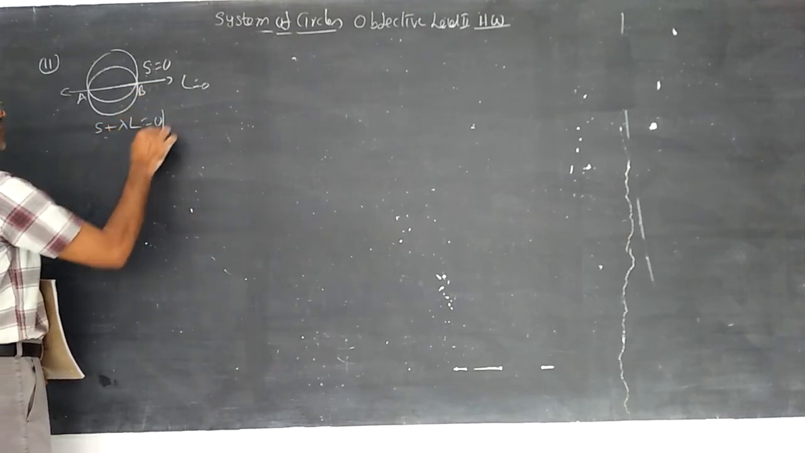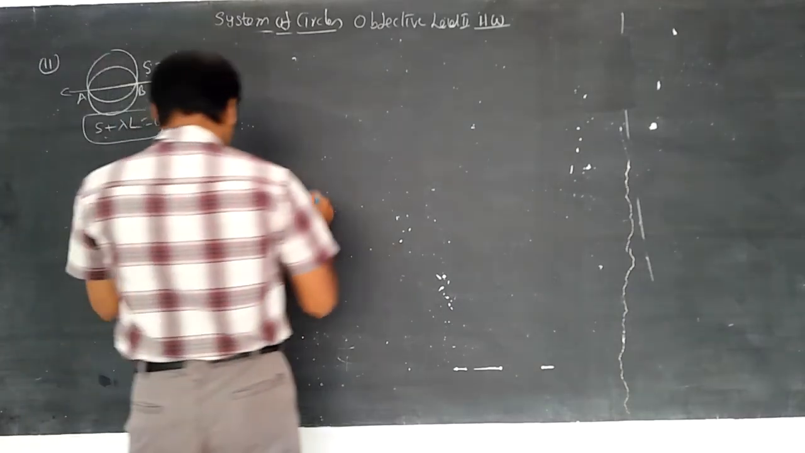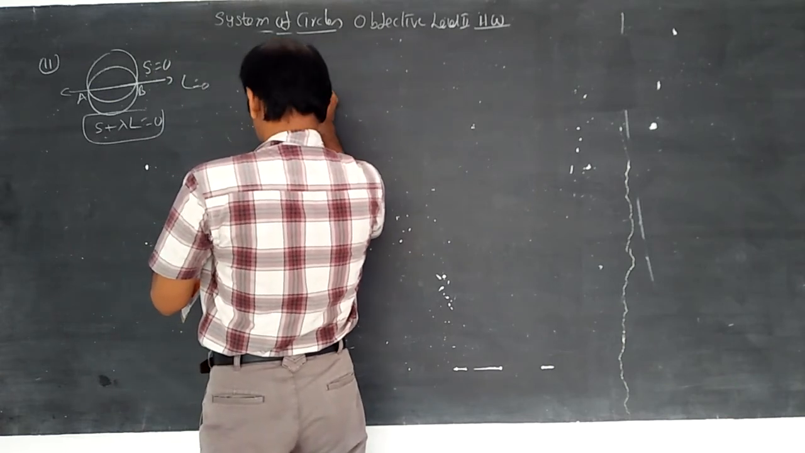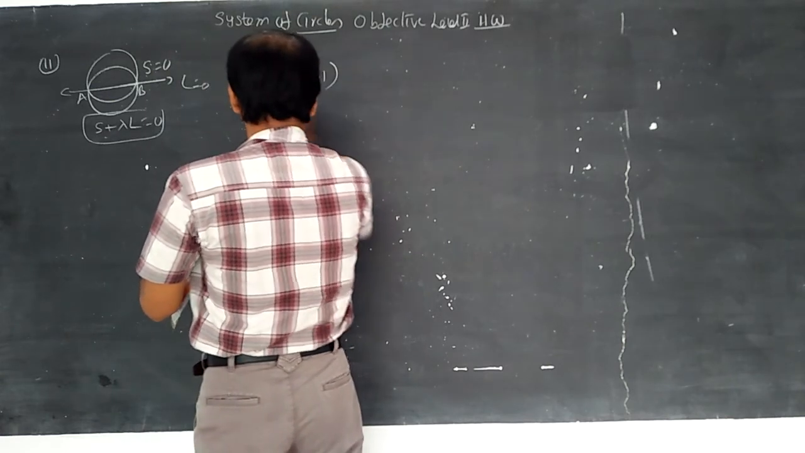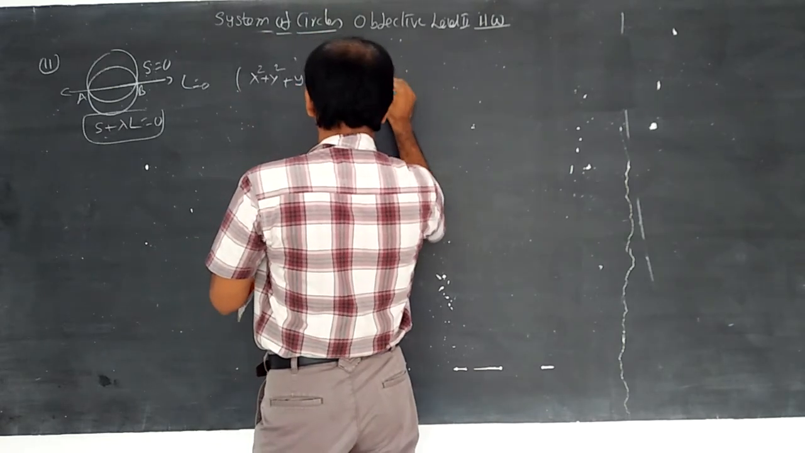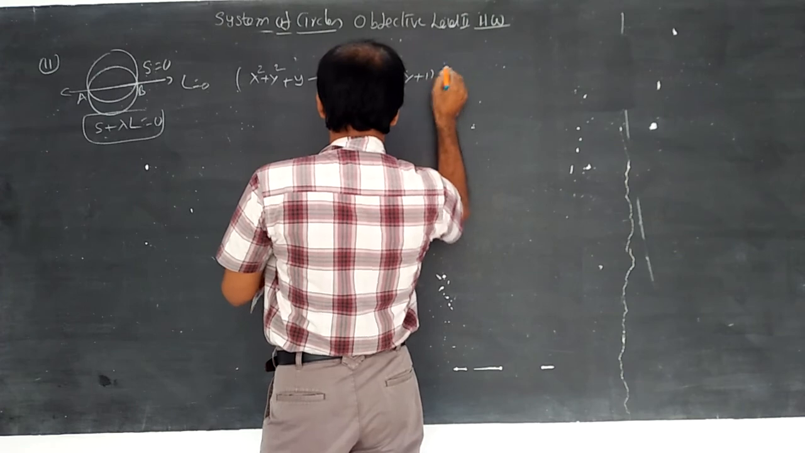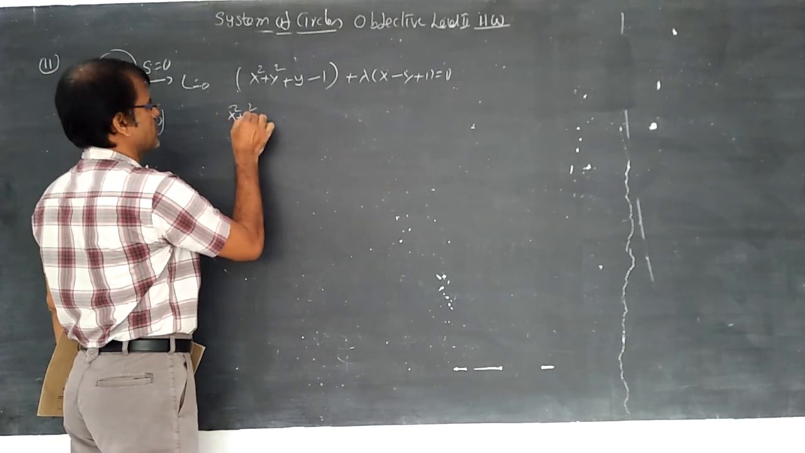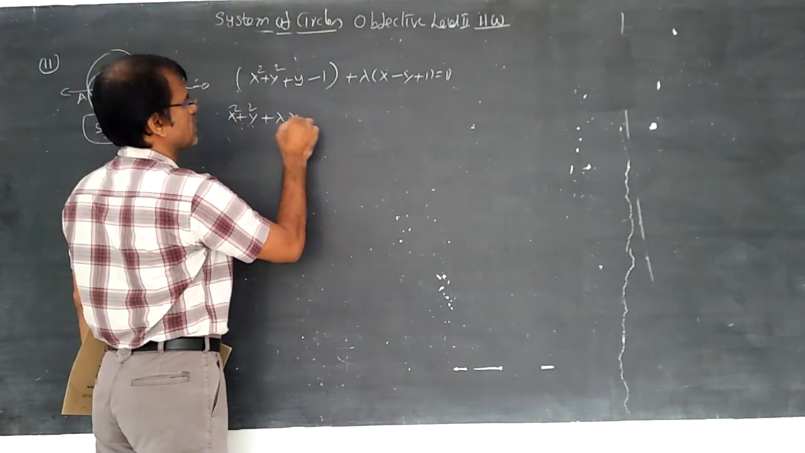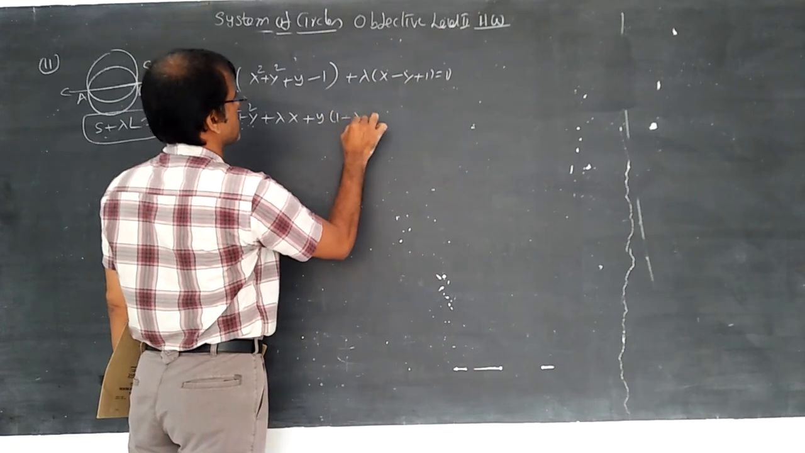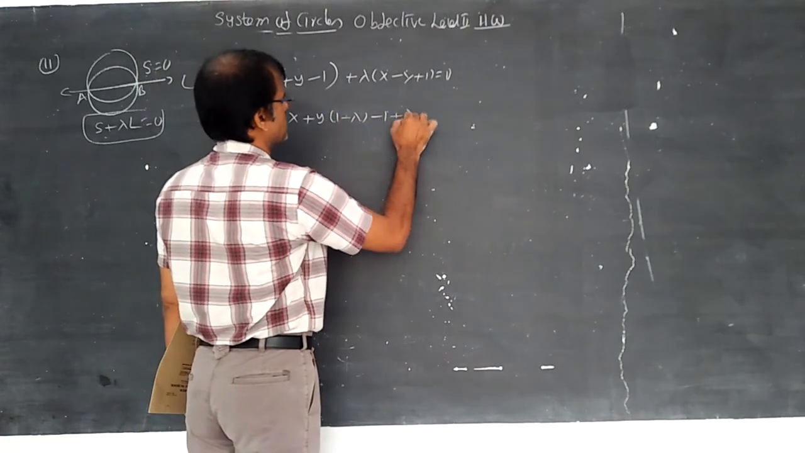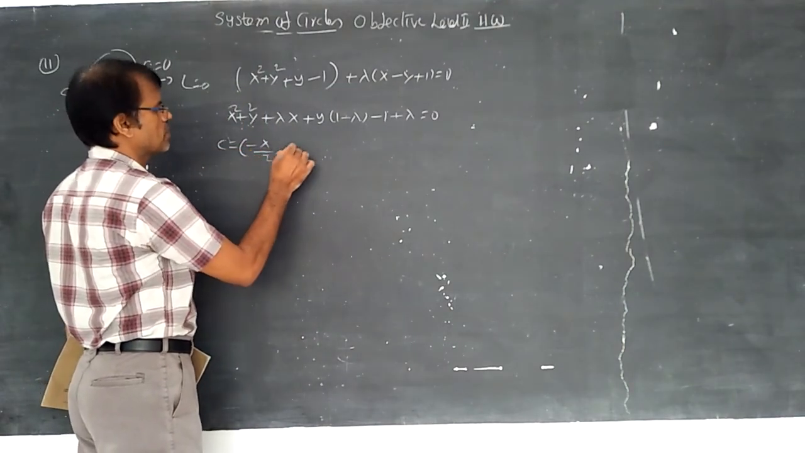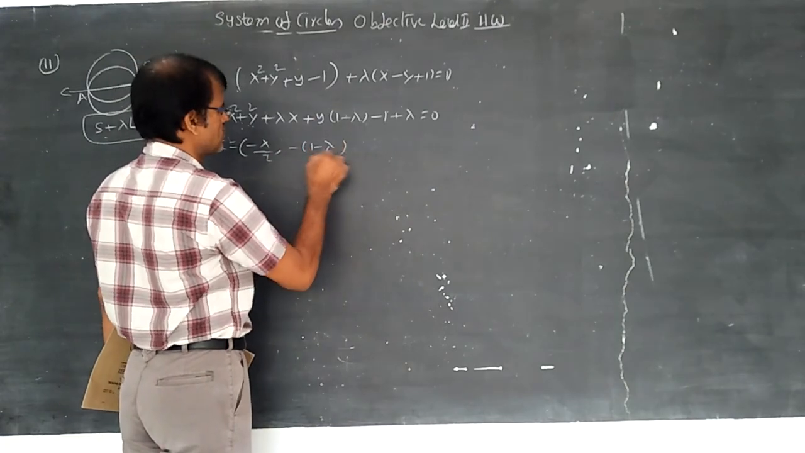We need the formula S plus lambda L equal to 0 which has its center on the line. So you write the formula S plus lambda L: x square plus y square plus y minus 1 plus lambda into x minus y plus 1 equal to 0. Now you can get the center here. Better to write like this, students. x square plus y square plus lambda x plus y, we have taken common, it becomes 1 minus lambda, minus 1 plus lambda equal to 0. So you can write the center as minus lambda by 2 and minus of 1 minus lambda by 2.